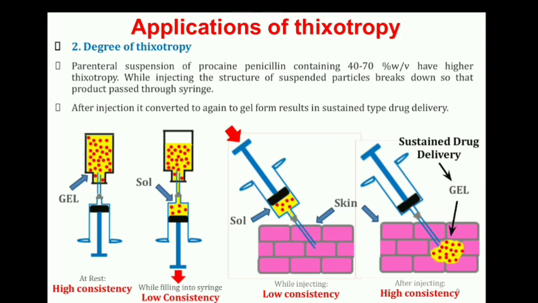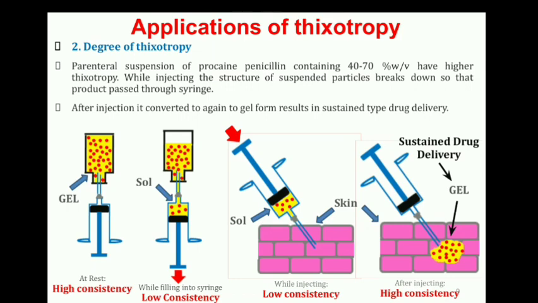There is a parenteral suspension of procaine penicillin containing 40 to 70% weight by volume that has the higher thixotropy. Okay, the percentage you have to remember, that is 40 to 70% weight by volume have the higher thixotropic behavior. While injecting, the structure of the suspended particles breaks down so that the product passes through the syringe. So again, these are the sequences that will occur while injecting any kind of product to the patient.